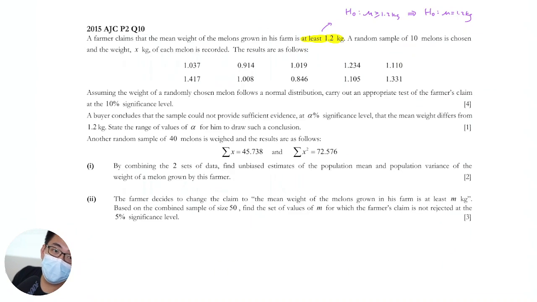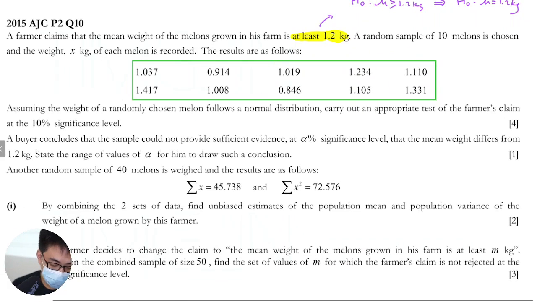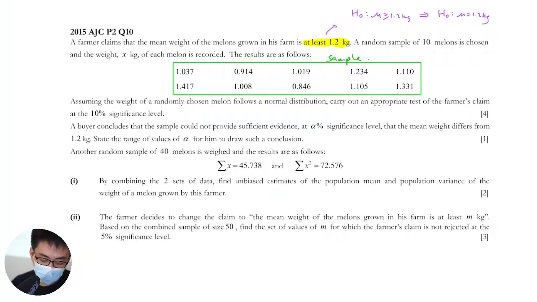So a random sample of 10 melons is chosen and the weight is recorded. So these are the results. These are sample results. Just be very mindful of what data you're receiving. Assuming that the weight of a randomly chosen melon follows a normal distribution, the population is already known to be normal. Carry out appropriate tests to further claim at 10% level.